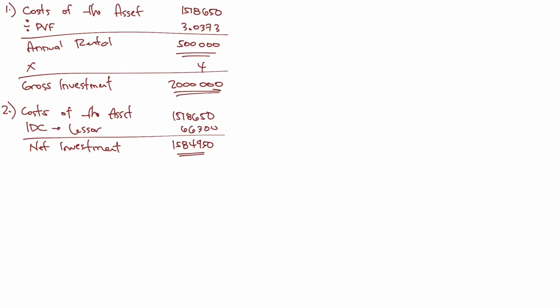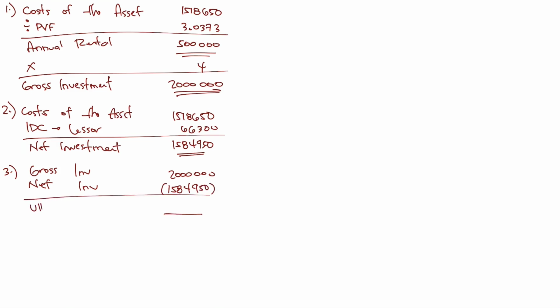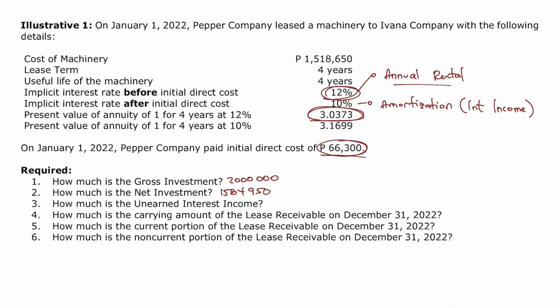Well, ang gagawin mo lang naman dito is i-deduct sa gross investment, which is equal to 2 million, yung alin? Yung na-compute natin na net investment, which is equal to 1,584,950. Okay? So, the unearned interest income now will be how much? This will be equal to 415,050. Okay? So, requirement number 3, 415,050 will be our final answer.